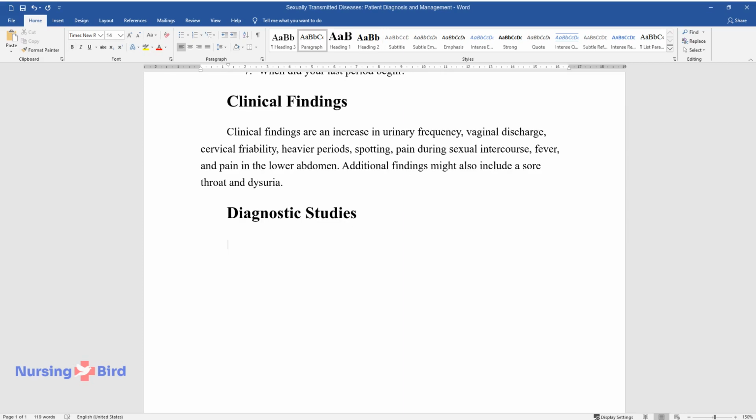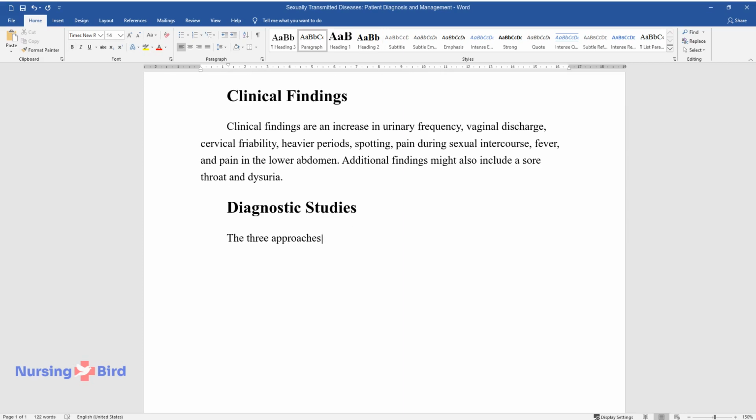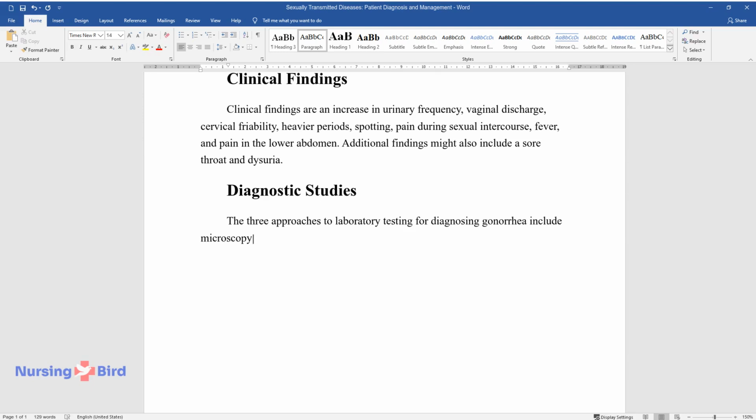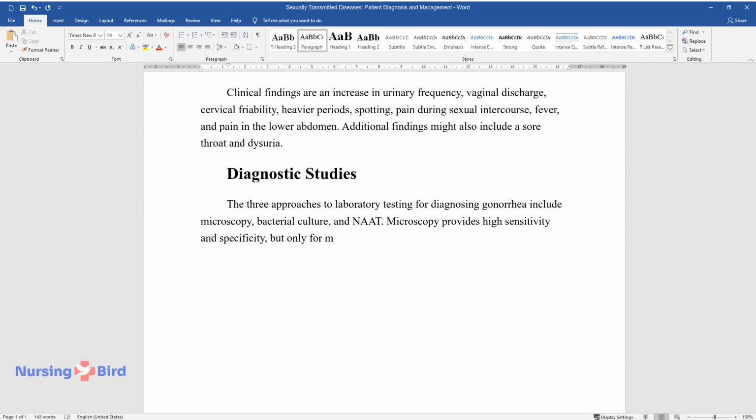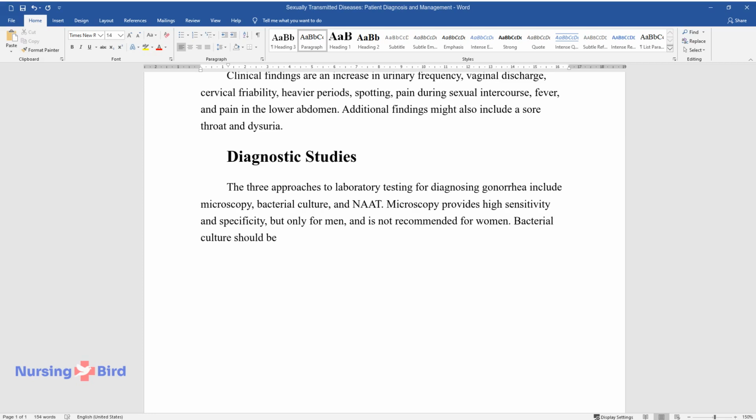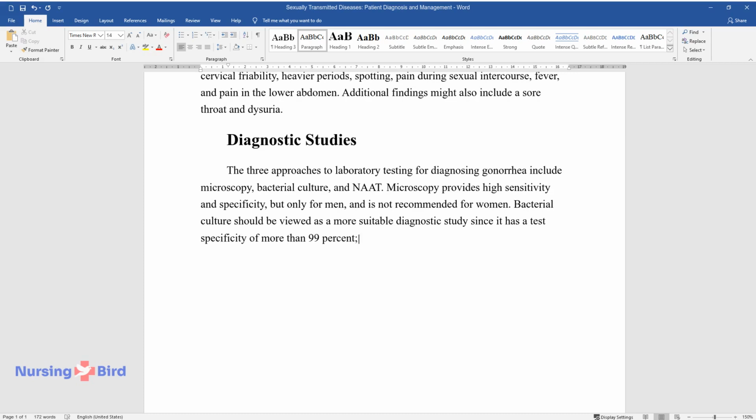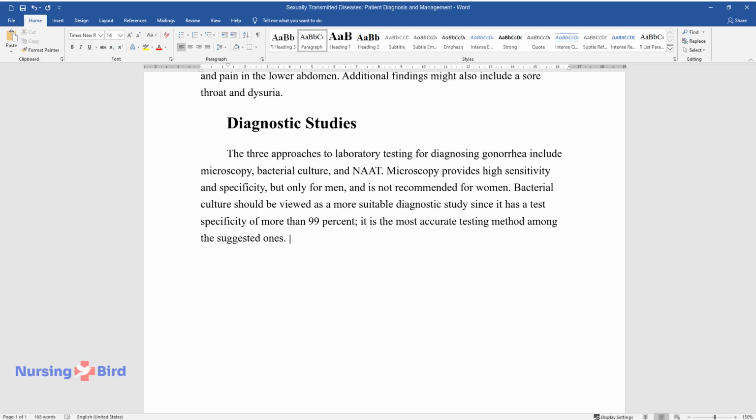Diagnostic studies. The three approaches to laboratory testing for diagnosing gonorrhea include microscopy, bacterial culture, and NAAT. Microscopy provides high sensitivity and specificity, but only for men, and is not recommended for women. Bacterial culture should be viewed as a more suitable diagnostic study since it has a test specificity of more than 99%. It is the most accurate testing method among the suggested ones.